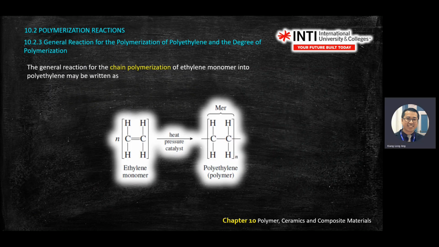So here, for example, the ethylene, n bracket, double bond. You heat and add in catalyst. You will break the double bond into single bond, and it becomes polymer. And you have a chain that continues. So this is how you write the chemical reaction for polymerization. Okay, so this is an important slide. It is an important slide.